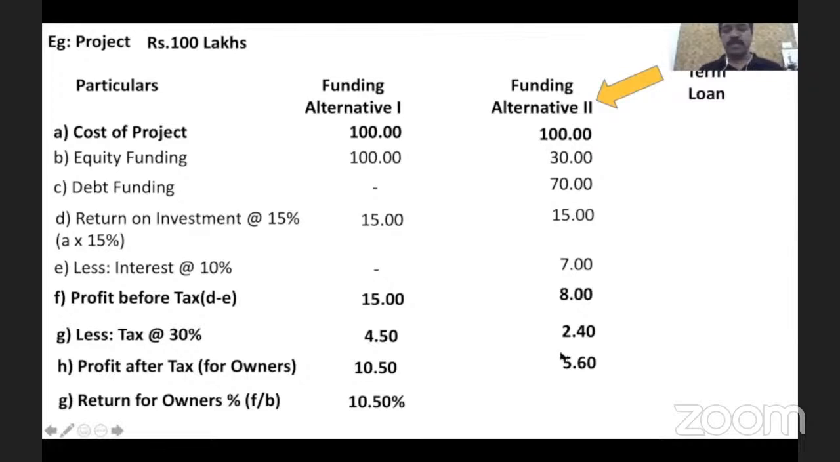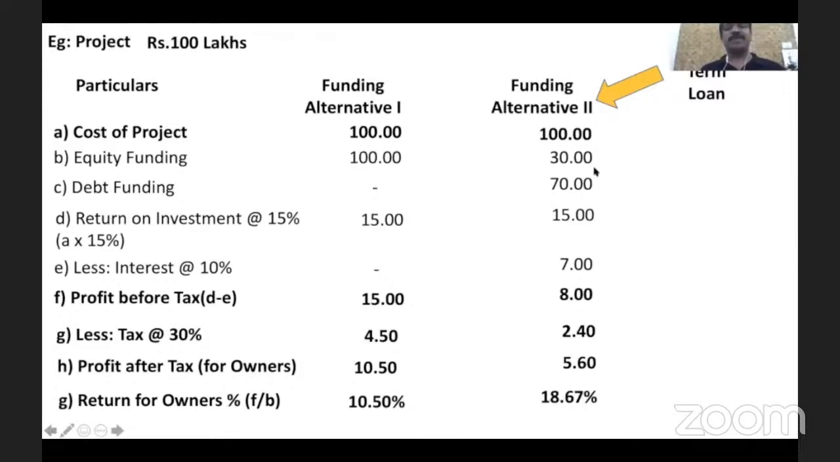Okay. Now look at this. In scenario 2, what is the profit available for owners? It is 5.6 lakhs. How much have owners invested? Owners have invested only 30 lakhs. They are getting 5.6 lakhs by investing 30 lakhs. So 5.6 divided by 30, it means they are getting a return of 18.67%. It is comparatively higher, or better than alternative 1. It's good, right? Because they are getting 18.67% return on their investment.